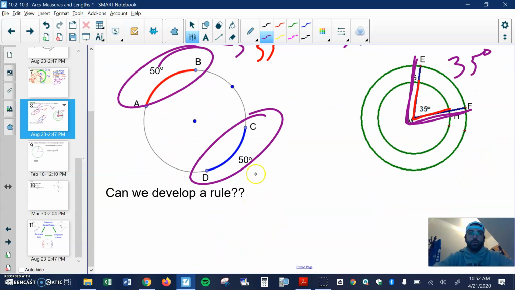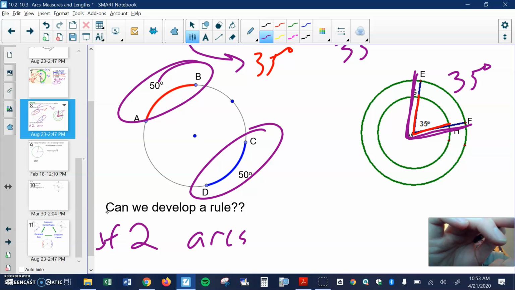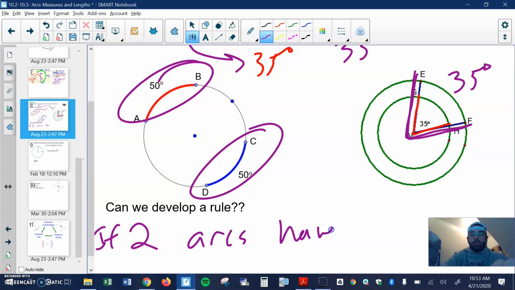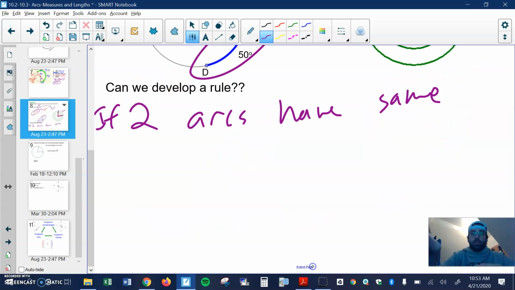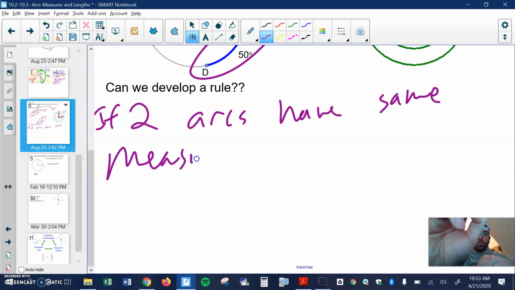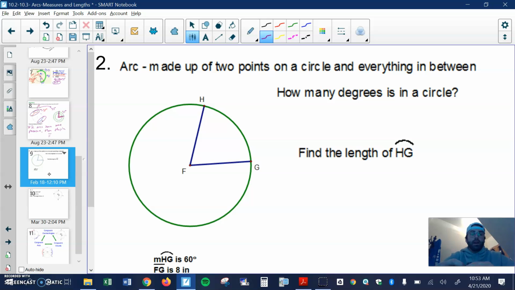Can we develop a rule? If we have two arcs that have the same measure, then they're congruent. We already talked about arcs being made up of 2 points on a circle and everything in between. How many degrees are in a circle? We talked about that. There's 360 degrees.